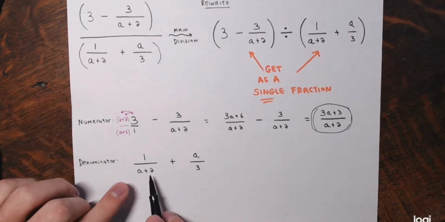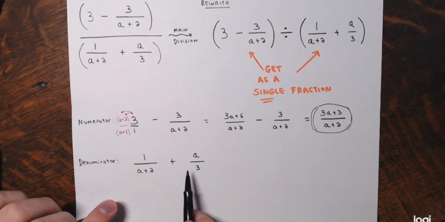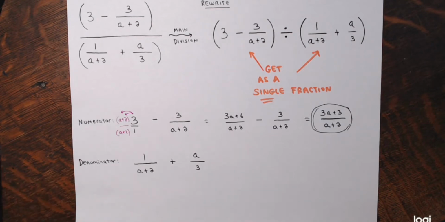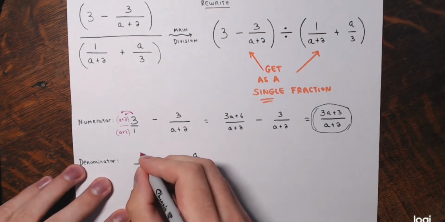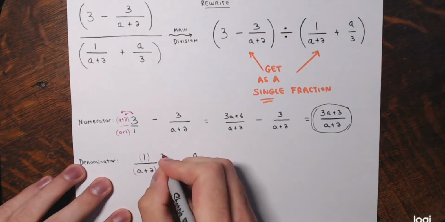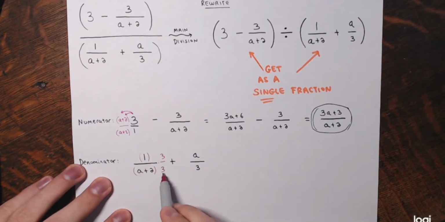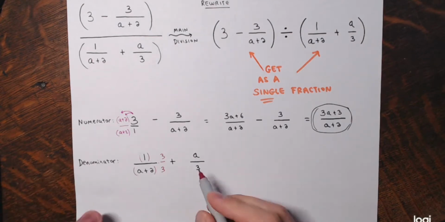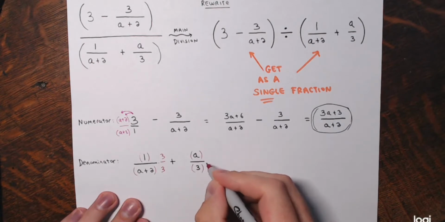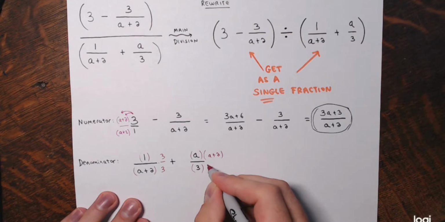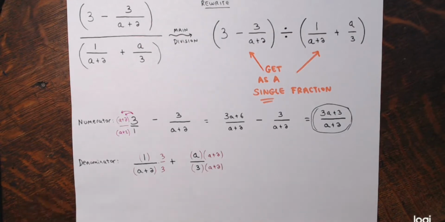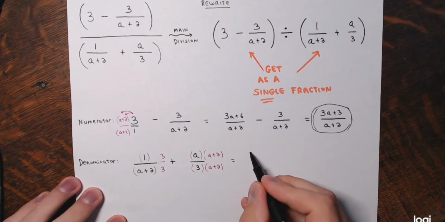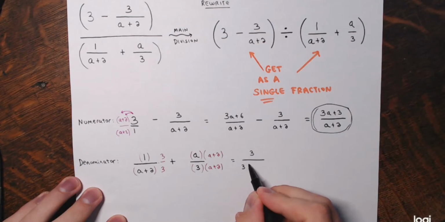And now again, I can't add these the way they look right now because they have different denominators. But that's easy to fix. Right? This first fraction, I multiply the numerator and denominator by 3. And that'll give me 3 times a plus 2 in the denominator, 3a plus 6. And the other fraction, I'd multiply the numerator and denominator by a plus 2. Right. Now they have the same denominator, right? The first fraction would just be 3 over 3 times a plus 2.